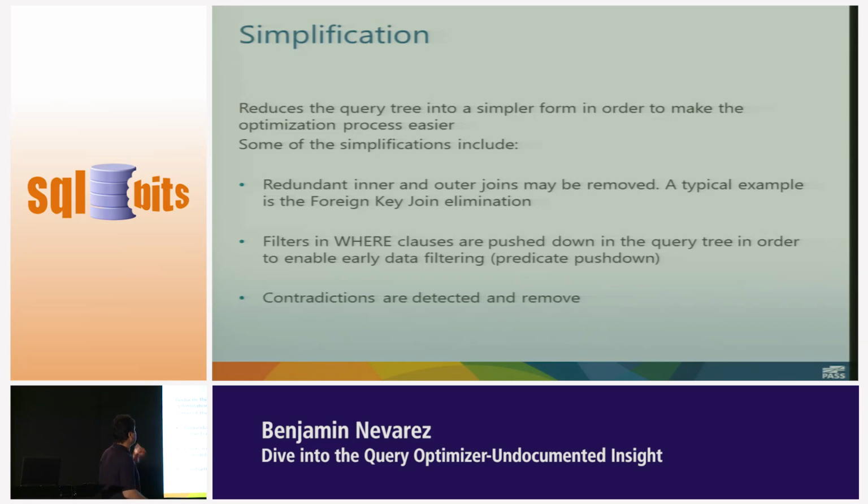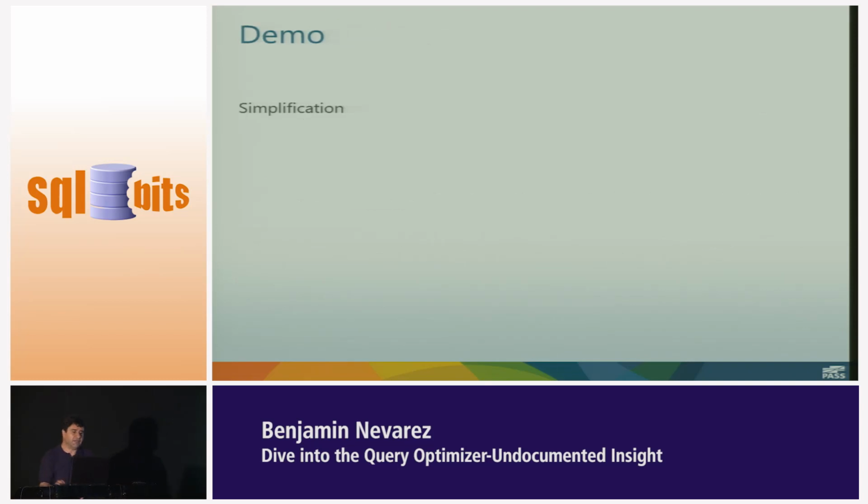One example of that is foreign key join elimination. It can also move filters to the beginning of the query. You know, in query optimization, we want to eliminate rows as early as possible. When we are reading data, if we can filter as many rows as possible, all of that is better for performance. So the optimizer is always trying to do that with many different optimizations. If there are contradictions, it may be able to remove some of those. And I'm going to show you that in the next demo.